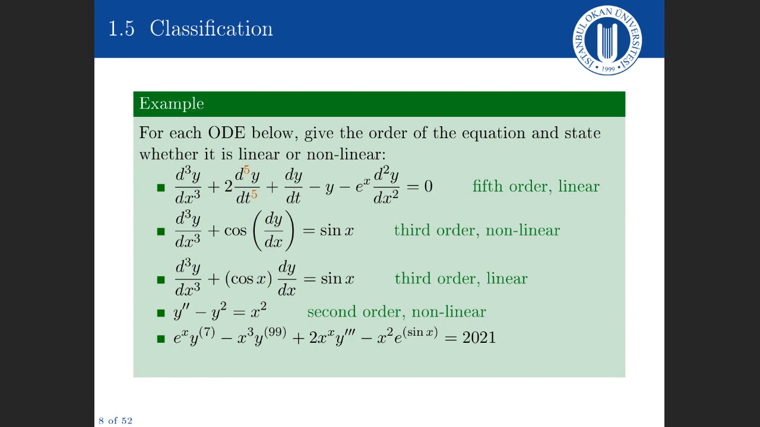We don't care about x, so forget about e to the x, forget about x cubed, forget about 2x to the power x, forget about x squared e to the power sine x, forget about 2021. What are we left with? There's one y term minus one y term plus one y term is equal to a number. This equation is 99th order and it's linear.